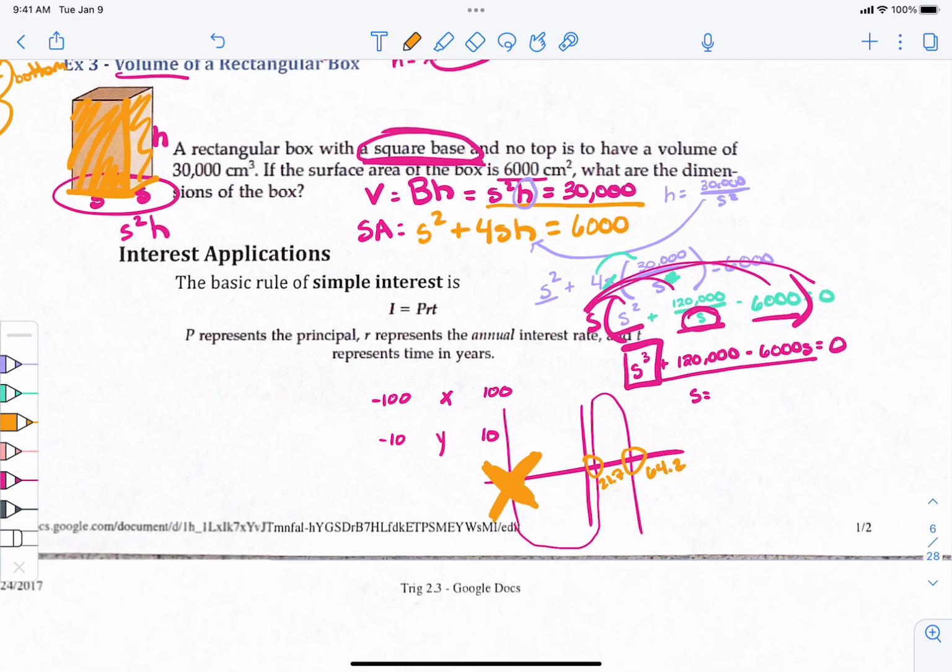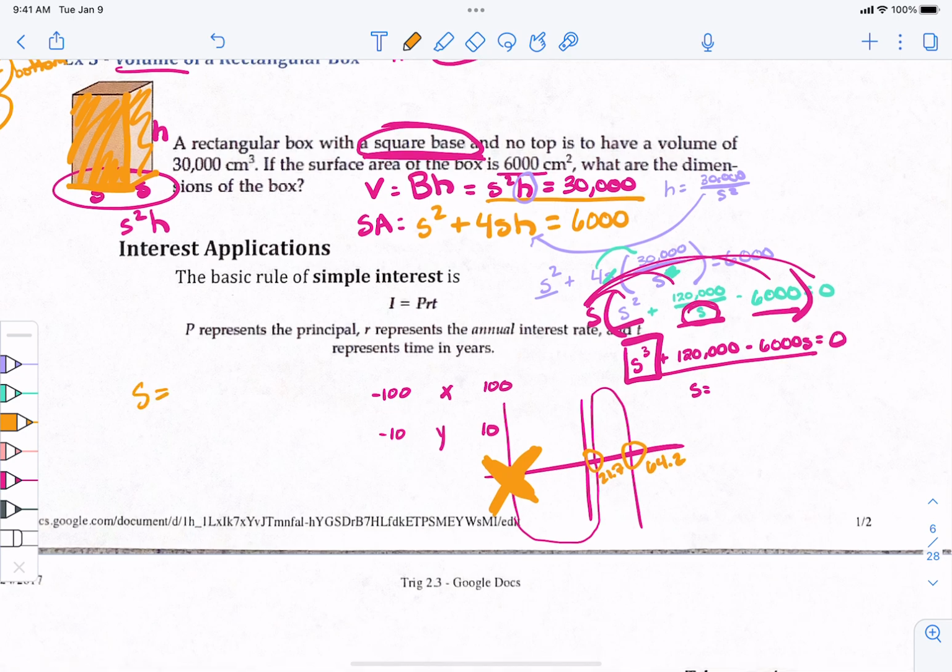Okay, so it says, if the surface area of a box is 6,000, what are the dimensions of the box? So we can have an S that is, I'm going to put it over here. If my S is 21.7, then what is the height of the box? We'll figure that out here in a second. And if my S is 64.2, what is the height of the box? Both of those will give me a surface area of 6,000. All right, but we need to figure out the height.